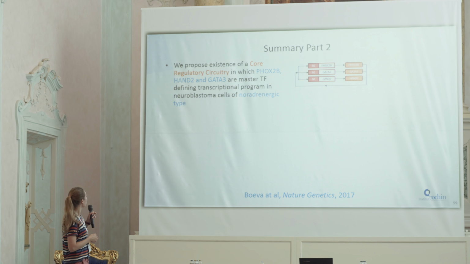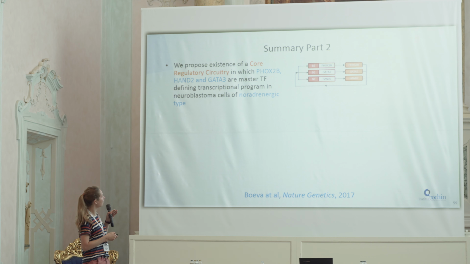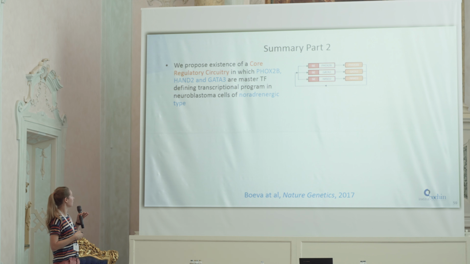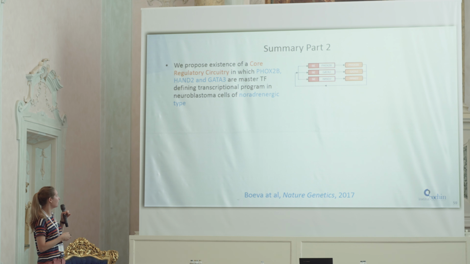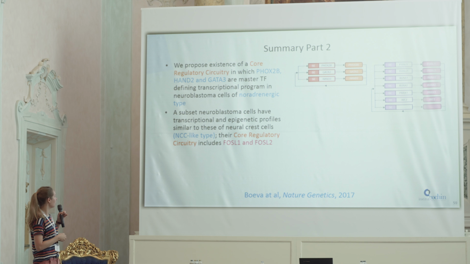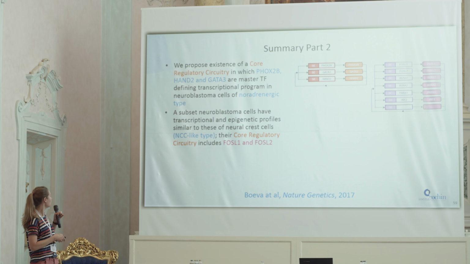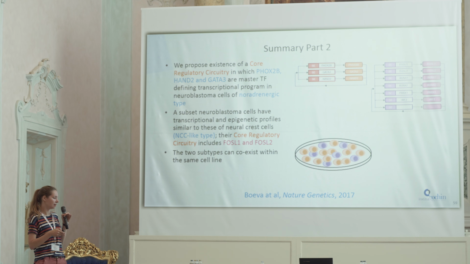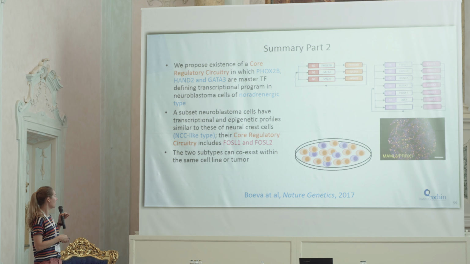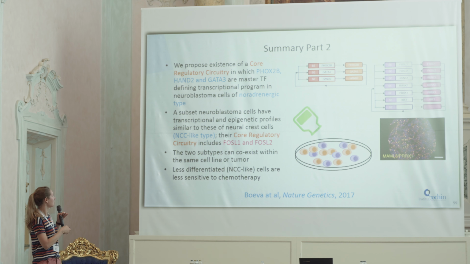So to conclude, I would like to repeat that in neuroblastoma, we think that cells can be in 2 different states. One state, which is more common, and it's actually the major state for MYCN amplified tumors, is governed by transcription factors PHOX2B, GATA3, and HAND2. The other state that we call neural crest-like state or mesenchymal state is governed by FOSL1, FOSL2, PRRX1, and so on. These 2 cell states can be present in the same cell line or in the same tumor, and module 1 state cells are much more sensitive to chemotherapy.